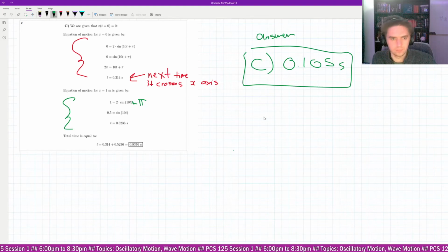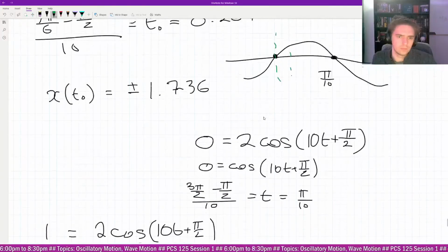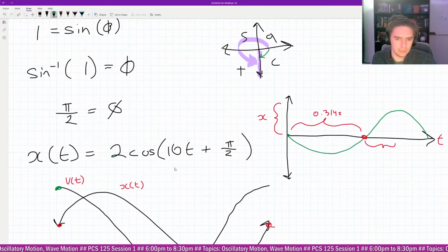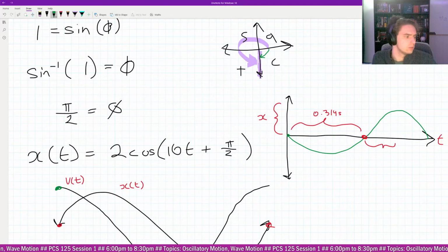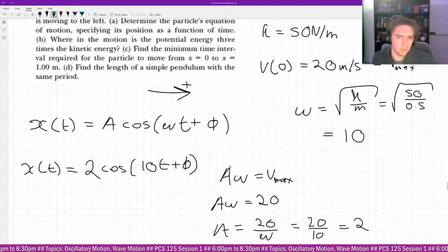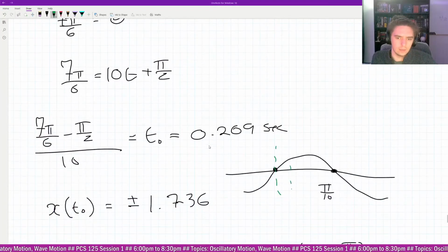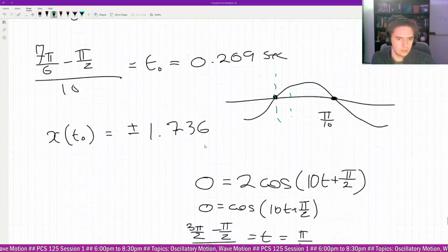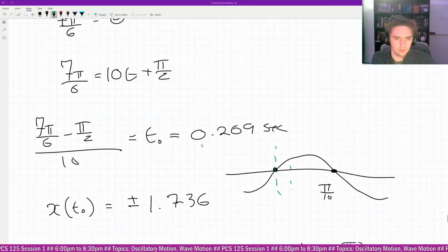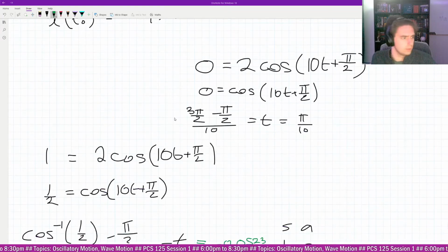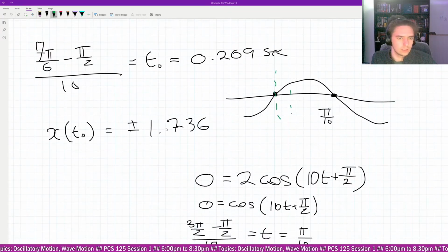What's the equation of our graph, by the way? It's 2 cos 10t plus pi over 2. Okay. Yeah, which is the answer for part A. So we did that right. Yeah. And then here we got part B too. So that works.